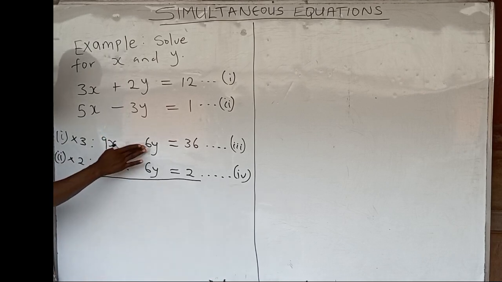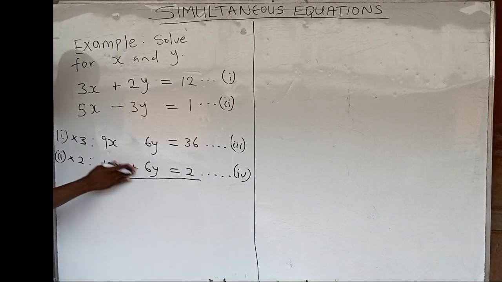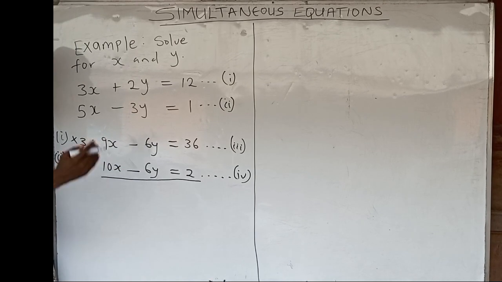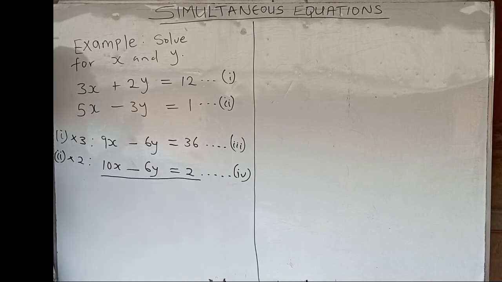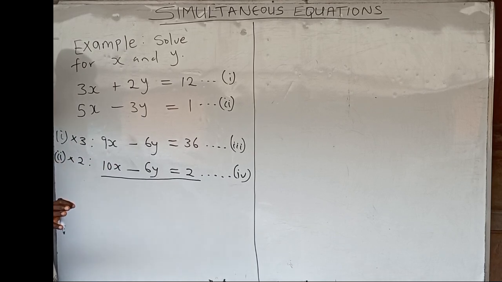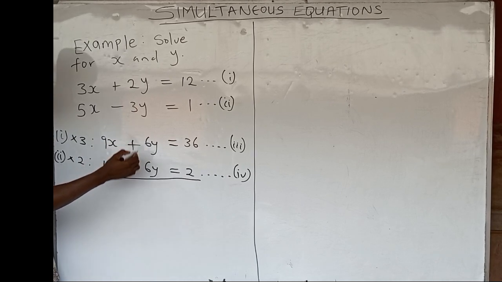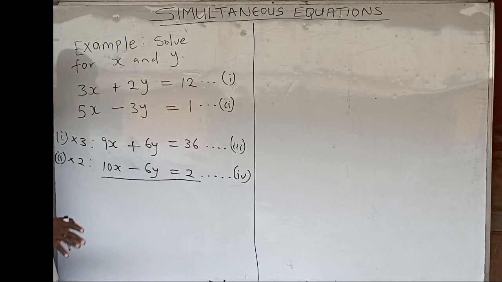But when the sign here is plus and the sign here is plus, we are going to subtract. And when the sign here is minus and the sign here is minus, we are still going to subtract. Just know that when the signs are the same, you subtract. But when the signs are different, plus minus or minus plus, you add.